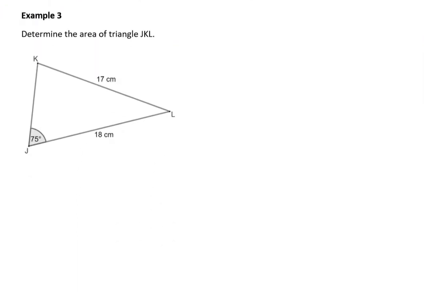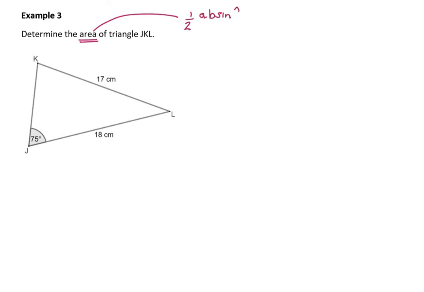Right, let's look at our last question. Now this is a pretty cool question because this involves the area as well. So determine the area of triangle JKL. So we have to remember the area rule. Now don't forget the area rule is a half. Now it is technically a half AB sine C.